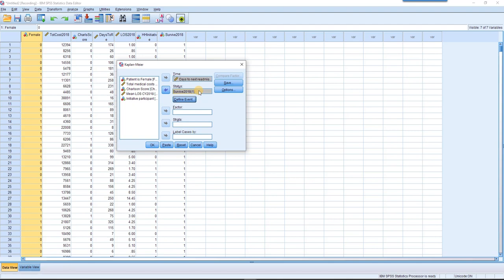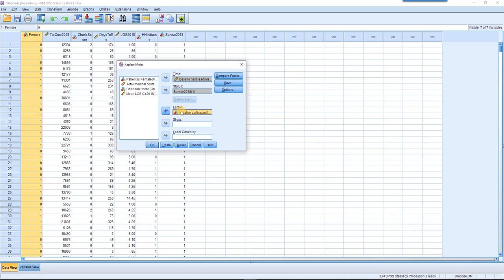Next up is the factor variable, and the factor variable is the variable that we use to define membership or some kind of striation between the two groups. And what we're interested in looking at here in the survivability analysis is the difference between the patients who have participated in the Healthy Hearts Initiative and the patients who did not. So what we're going to do for this one is take our initiative participant variable, or the HH initiative, and bring that down to our factor.